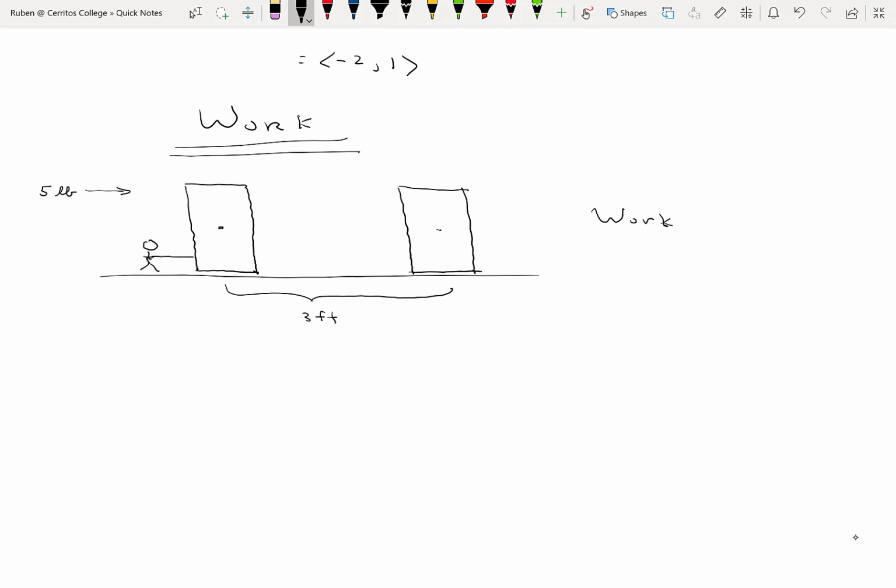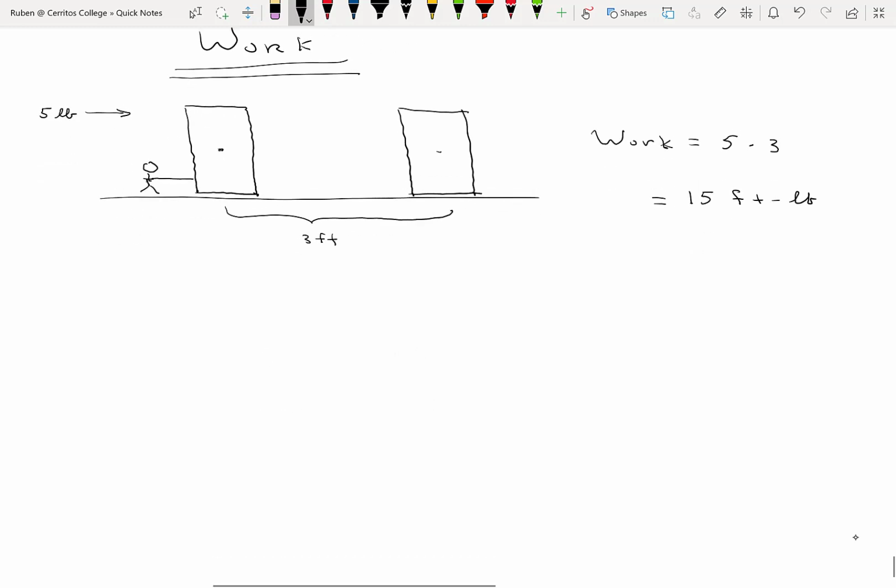Work is going to be 5 pounds times 3 feet, or 15 foot-pounds. So one set of units for work is foot-pounds. If you're in the metric system, then it's Newton meters. Okay. Foot-pounds, Newton meters. Okay. So let's get some vectors involved here.